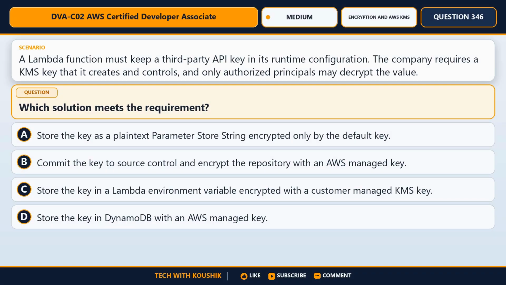Question number 346. A Lambda function must keep a third-party API key in its runtime configuration. The company requires a KMS key that it creates and controls, and only authorized principals may decrypt the value. Which solution meets the requirement?